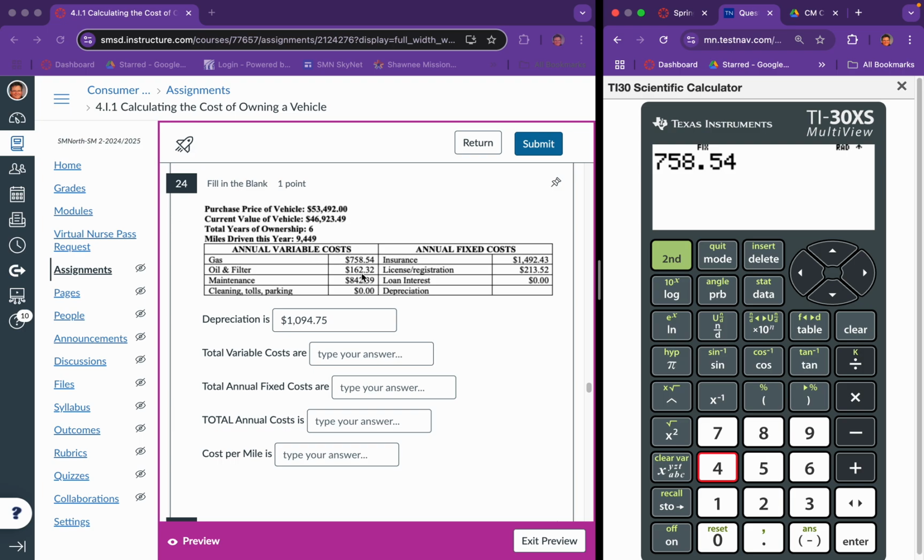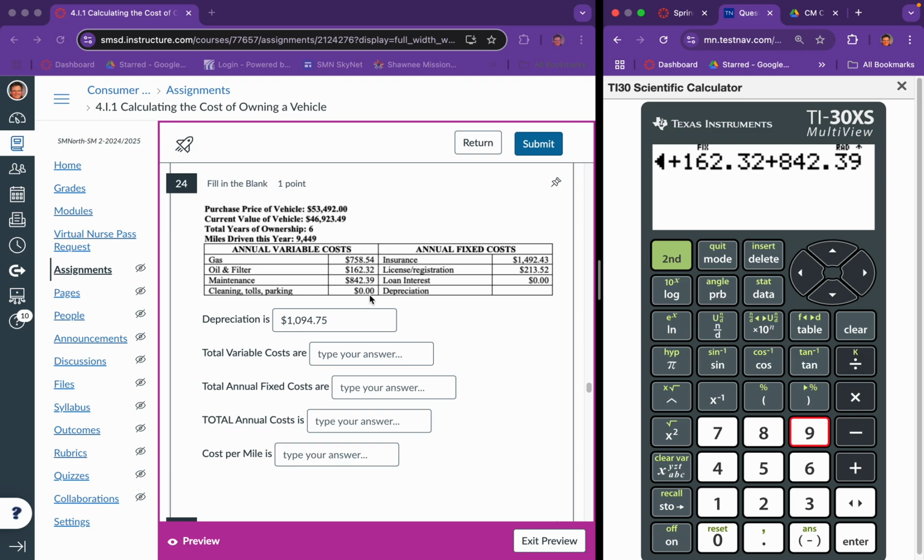You spent $162.32 on oil and filters. That's probably like 3 oil changes, which you're supposed to get an oil change between every 3,000 and 5,000 miles. So that makes sense. So $162.32 on your oil change. And it needed some kind of maintenance at $842.39. Maybe you needed a new radiator. Maybe you needed a new thermostat, a coolant, whatever. Anyway, you add all those together.